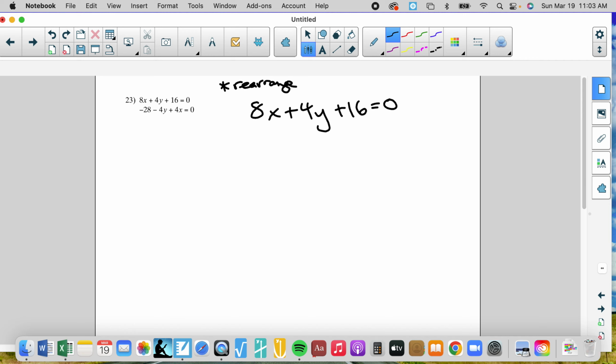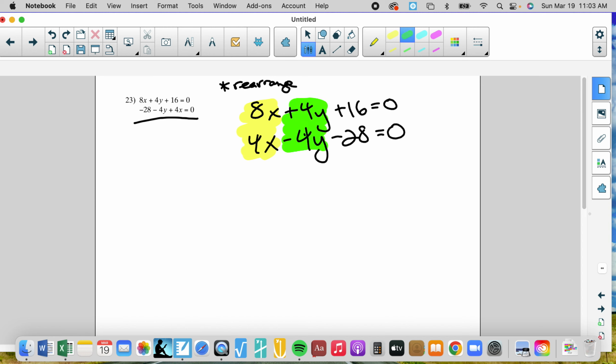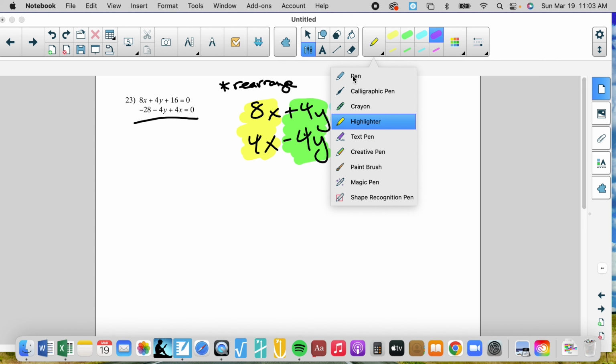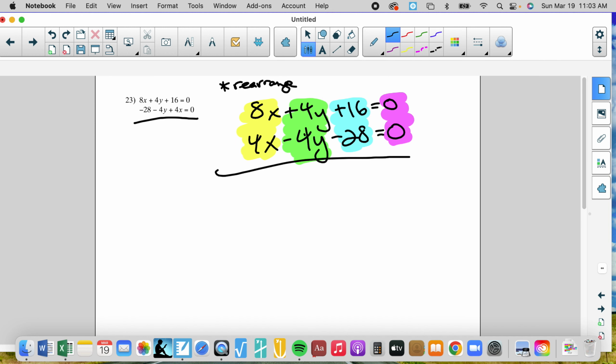So my top equation is x, y, constant equals 0. So I have to make sure that this is in x, y, constant equals 0. My constant doesn't have to be on the right side. Everything can be on the left side. It's just that they have to align with each other. So when I add the columns, I'm adding like terms. X's with X's, Y's with Y's, constants with constants. Those don't have to equal 0. That just is happenstance. So 8x, 4x gives me 12x.